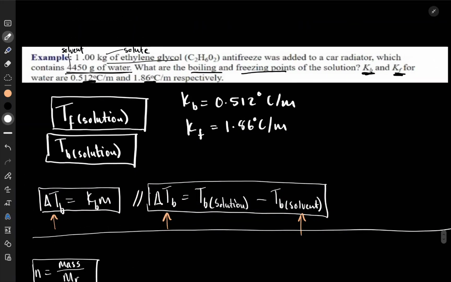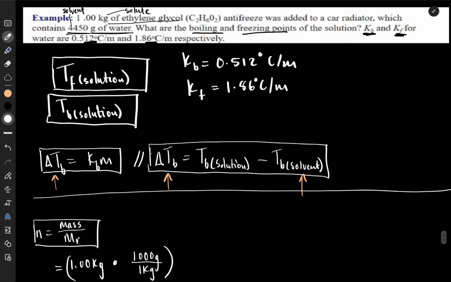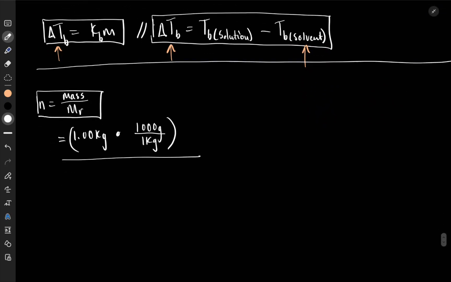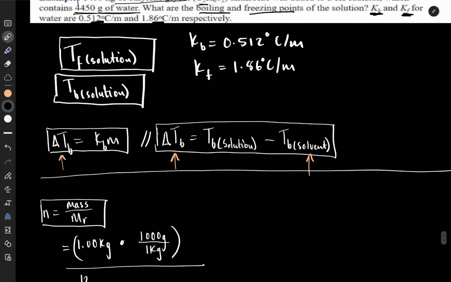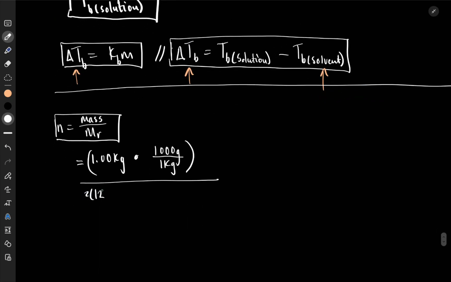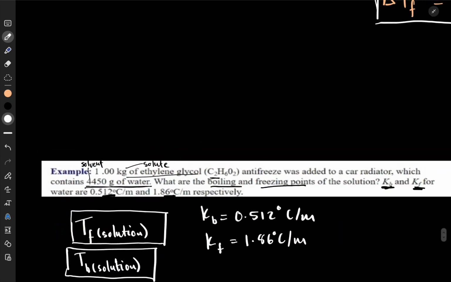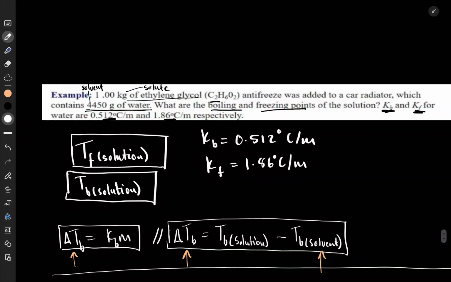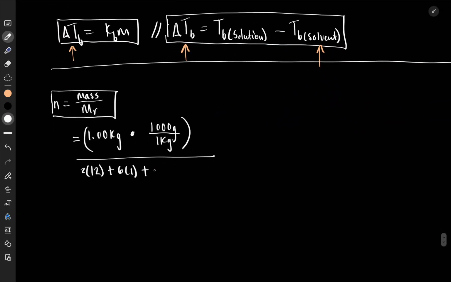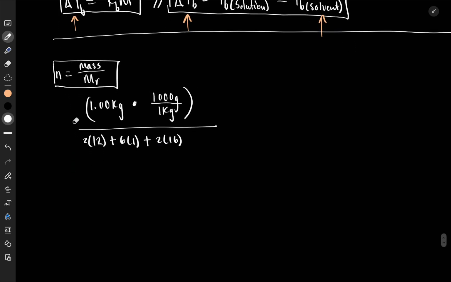The Mr of this ethylene glycol, we have C2H6O2. So I'll put the values for you. Carbon has a mass of 12, and since there are 2 of them, C2, we multiply by 2. So it is 2 by 12, plus 6 hydrogens, which is 6 by 1, because hydrogen has a mass of 1, plus 2 oxygens, which have a mass of 16, so 2 by 16.